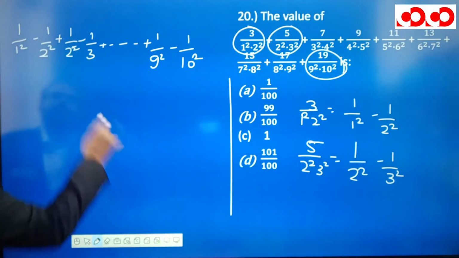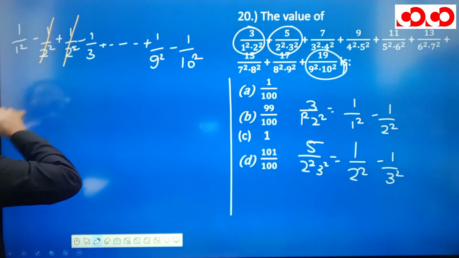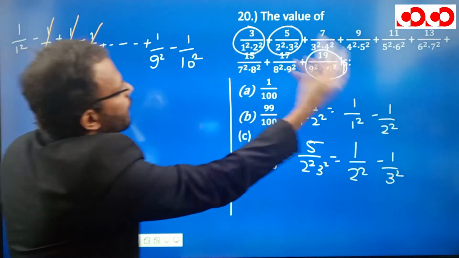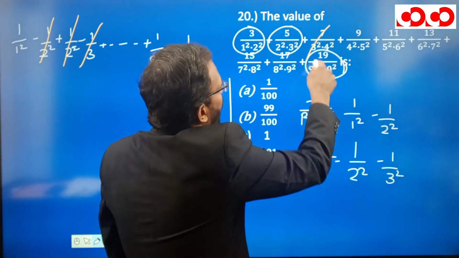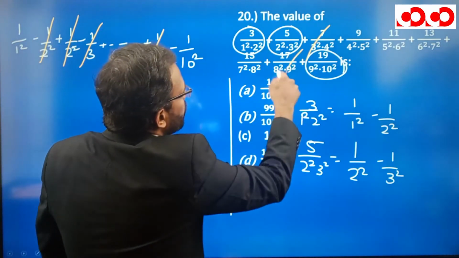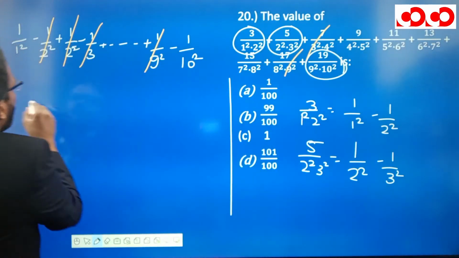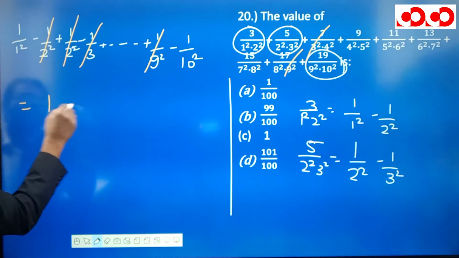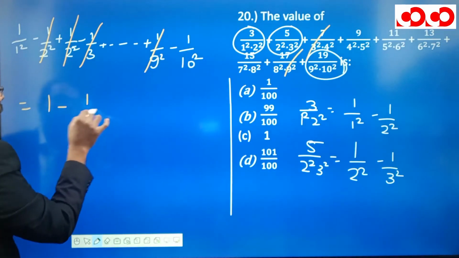So you can see this 1 by 2 square and 1 by 2 square will get cancelled. 1 by 3 square will get cancelled from 1 by 3 square over here. And this 1 by 9 square will get cancelled from the minus of 1 by 9 square, which will come from here. What you will get eventually is 1 by 1 square, which is 1, minus 1 by 10 square, which is 1 by 100.